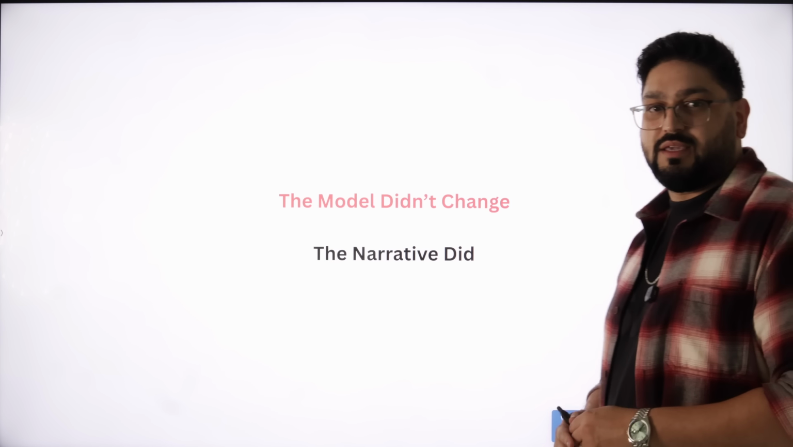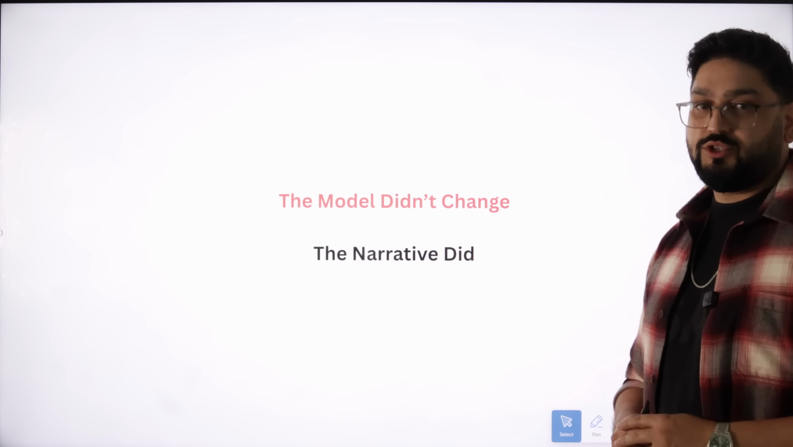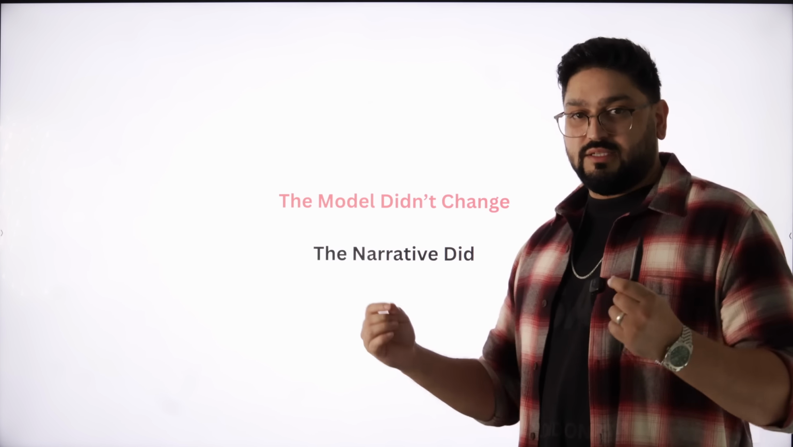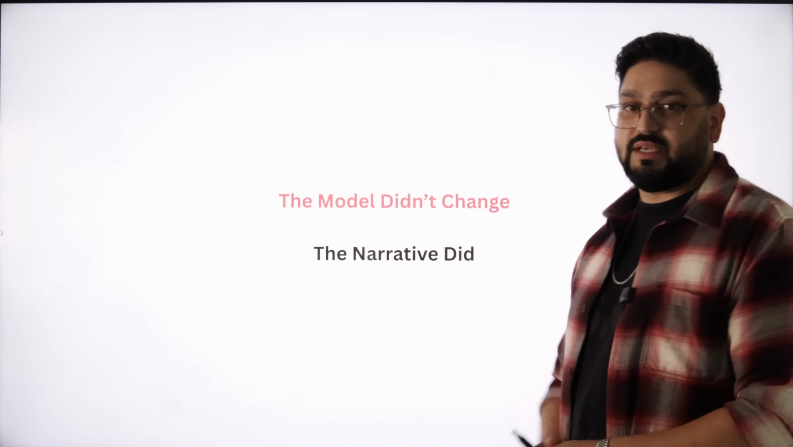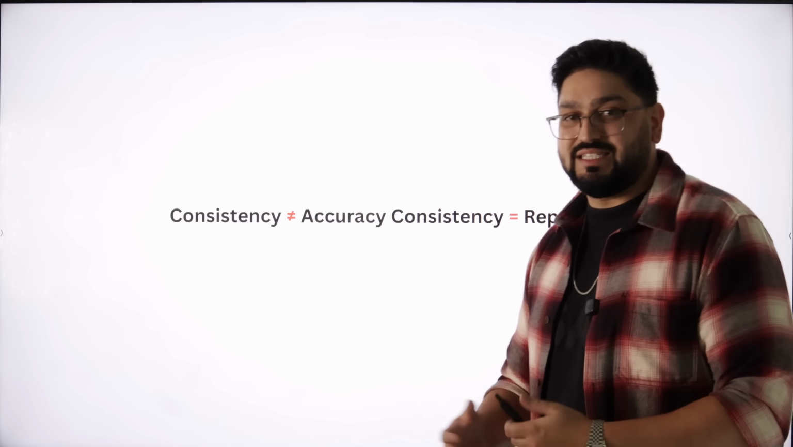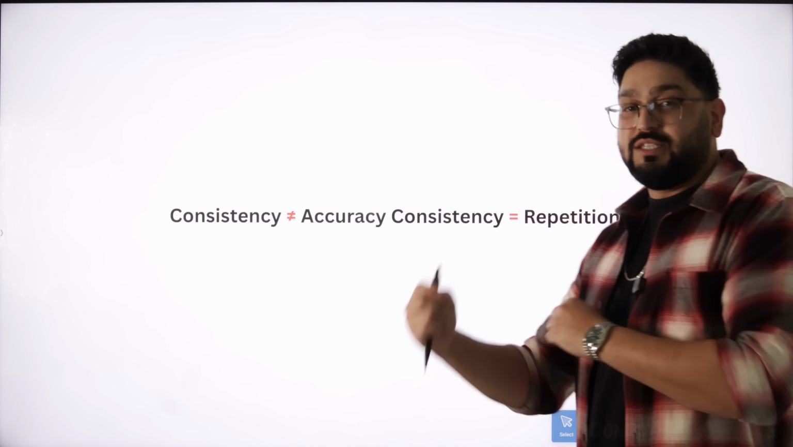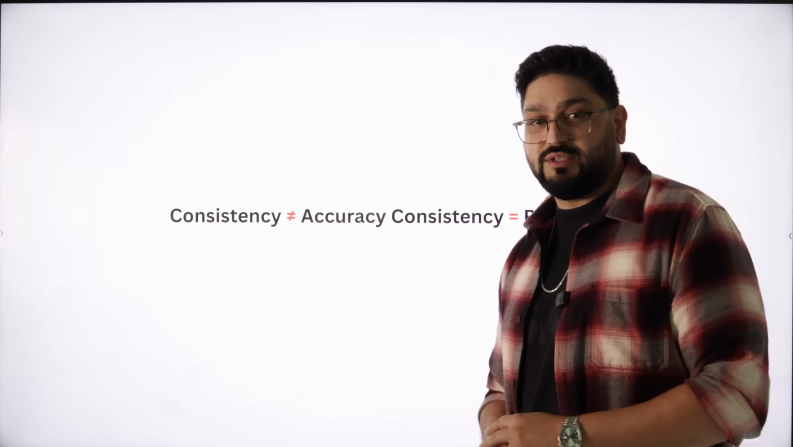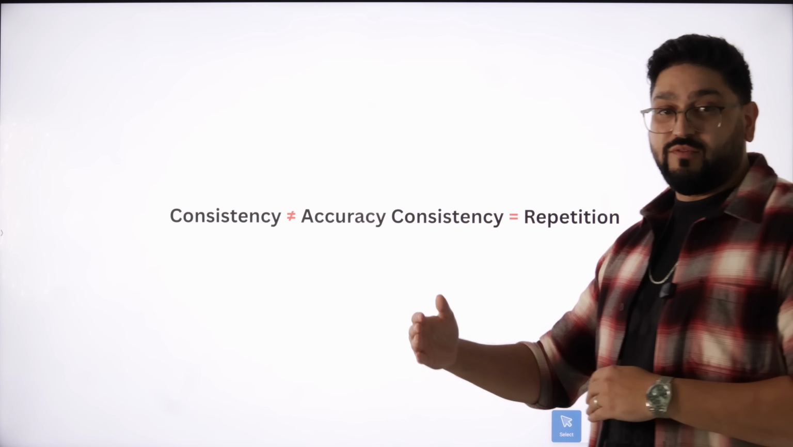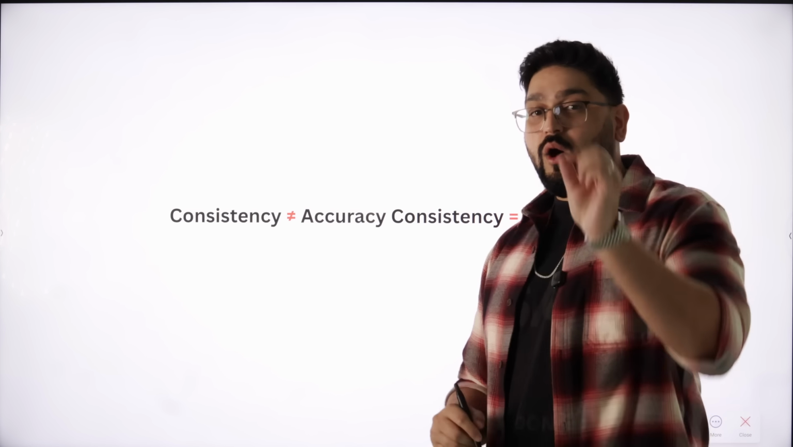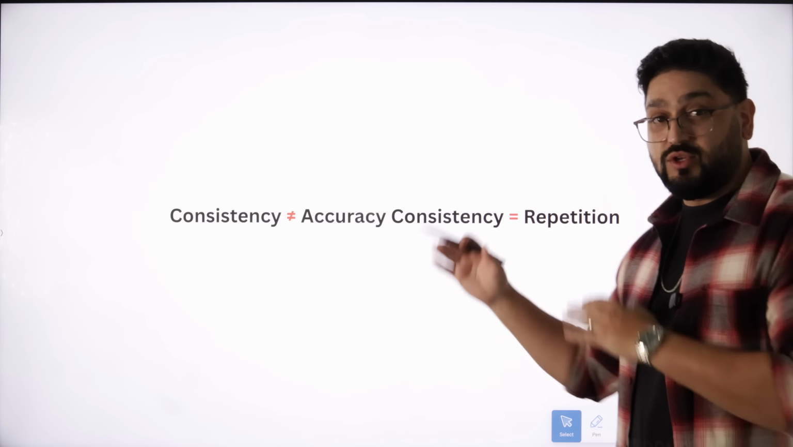This is the key lesson here. The model didn't change, the narrative did. And this is why trading everything breaks ICT. Most traders think consistency comes from being right more often. It doesn't. Consistency comes from repetition, making the same decision under the same conditions over and over again. That only happens when you trade less, not more.